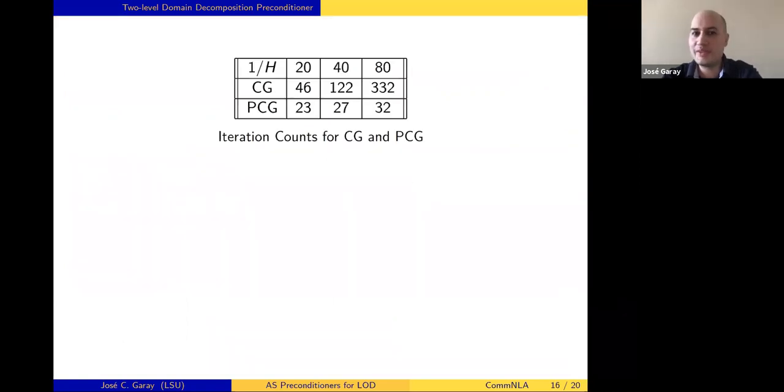In this table, we can see how the performance of the solver is improved by using this iterative method. And basically the role of this preconditioner is not only to reduce the number of iterations, but also to make the method scalable.